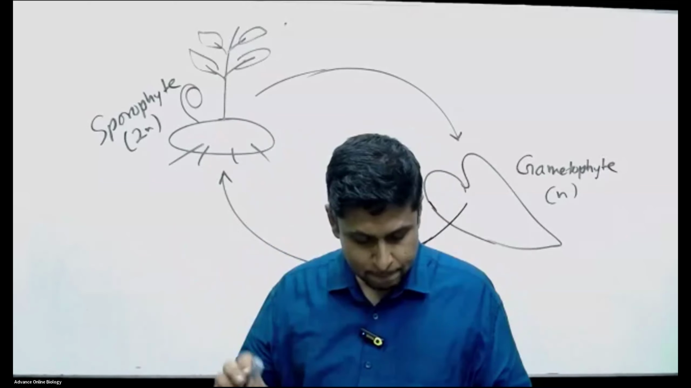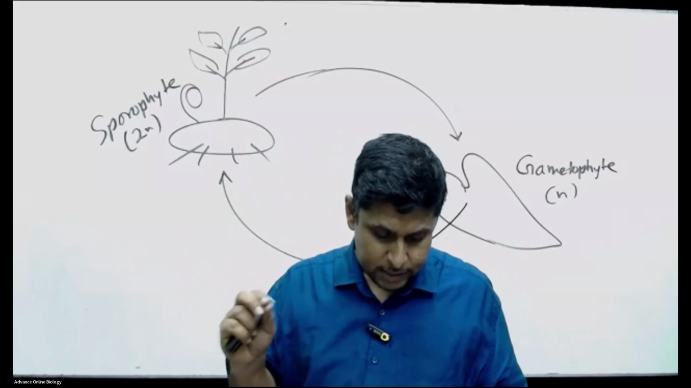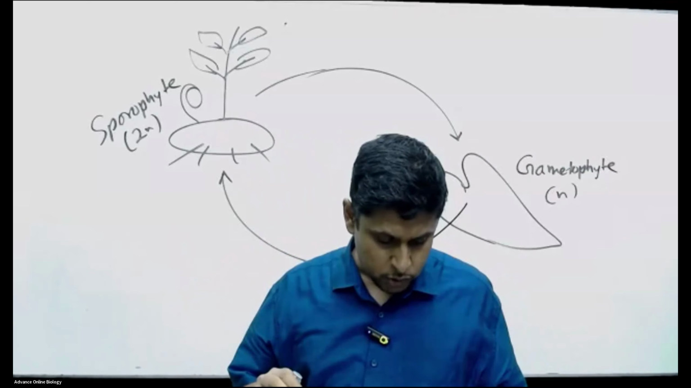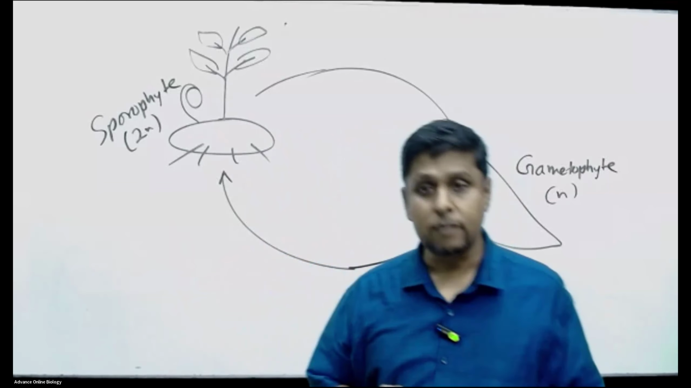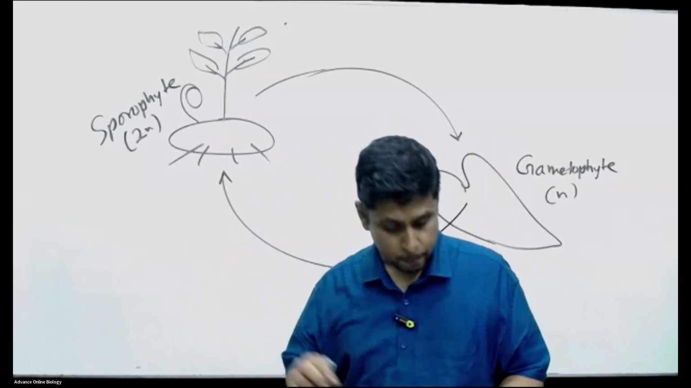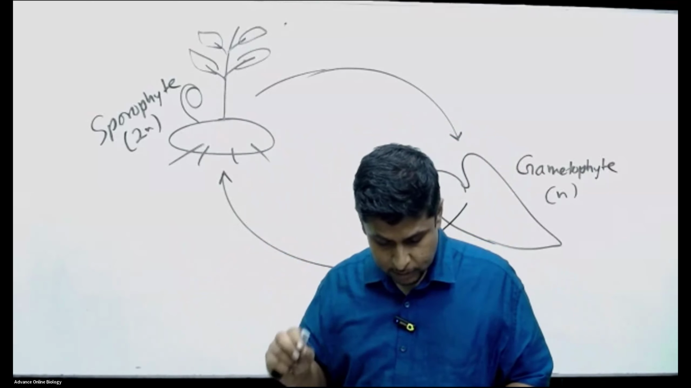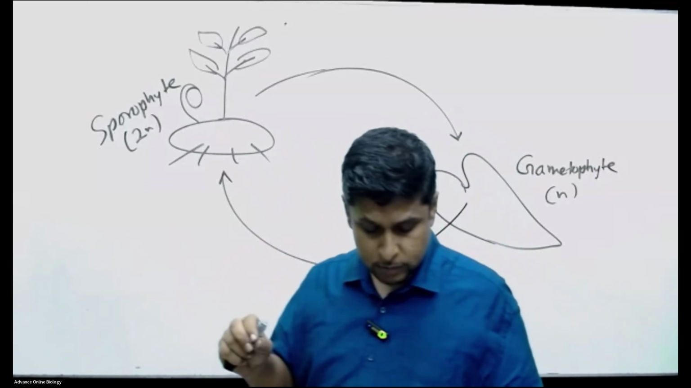Then fifth one, people: the female gamete egg is retained in the archegonium and the male gamete antherozoids are released from the antheridium in external fertilization. The female gamete is retained in the archegonium, and the male gamete, the sperm, is released from the antheridium.